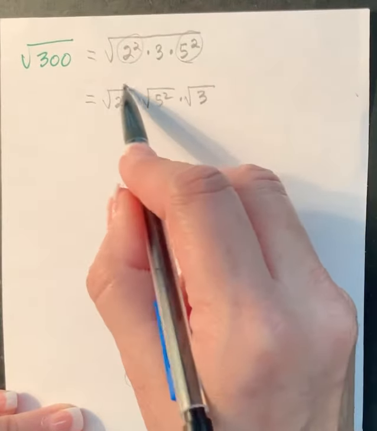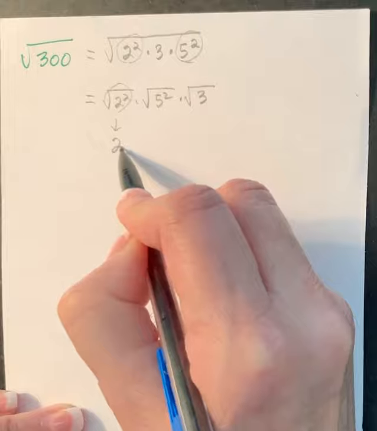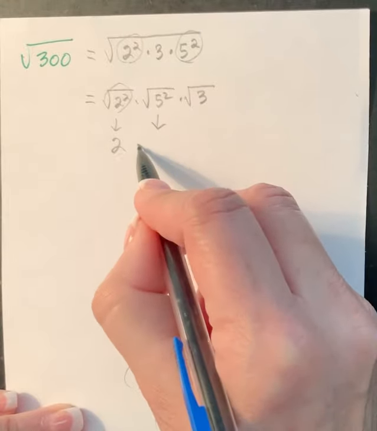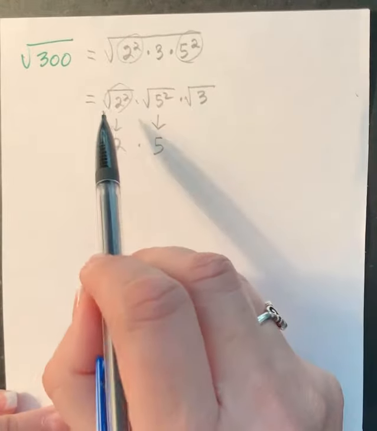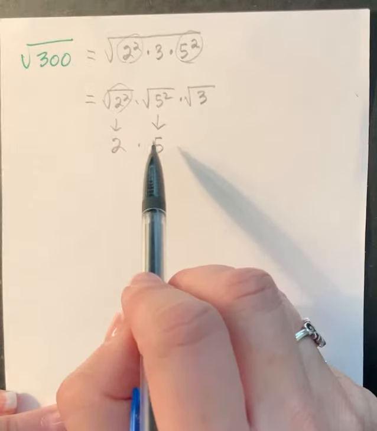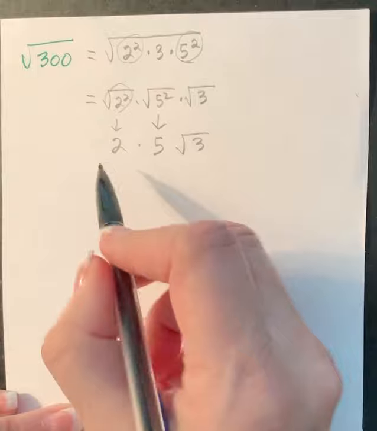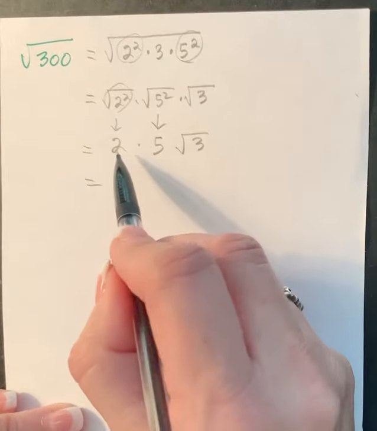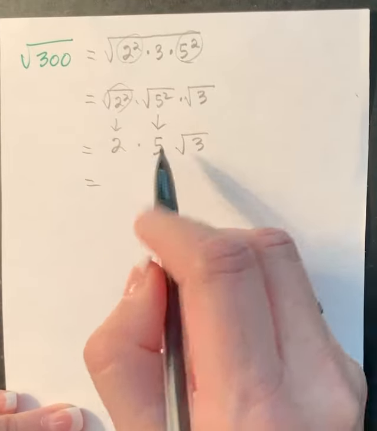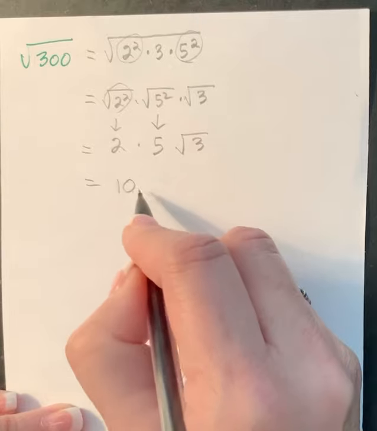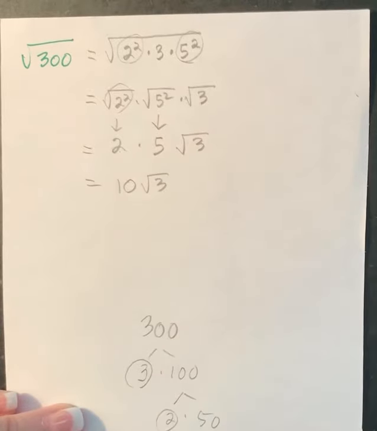Now the square root of 2 squared is going to become a 2, and the square root of 5 squared is going to become a 5. This is really the square root of 4. That's the square root of 25. The square root of 3 just stays like that. So you're going to end up with normal numbers of 2 times 5, so you're going to have 10 multiplied by the square root of 3.